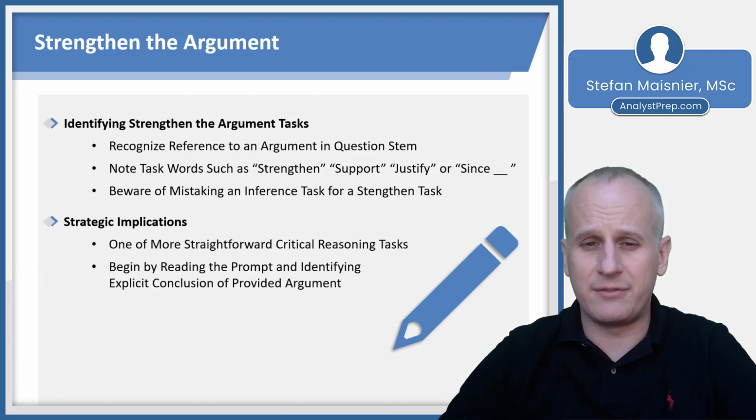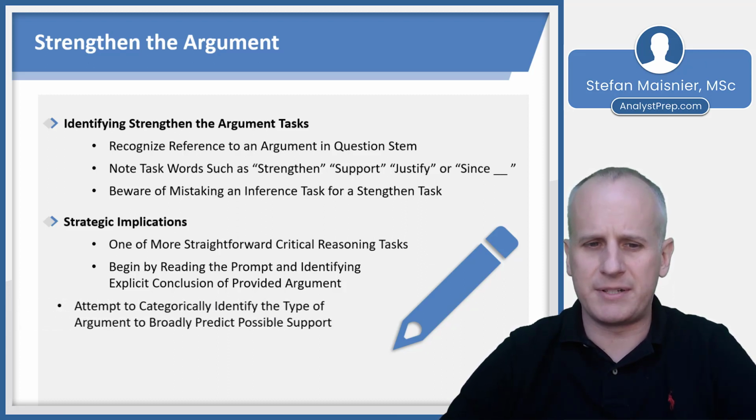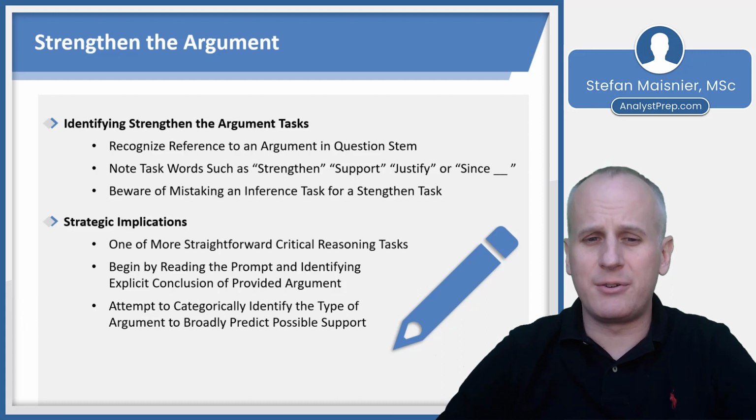Now, strategically, strengthen the argument questions are one of the more straightforward critical reasoning tasks, so we want to take advantage of them when we see them. You always want to begin by reading the prompt and identifying the explicit conclusion of the argument once you've identified the strengthen the argument task. You'll then consider categorically identifying a common argument type to broadly predict possible support.